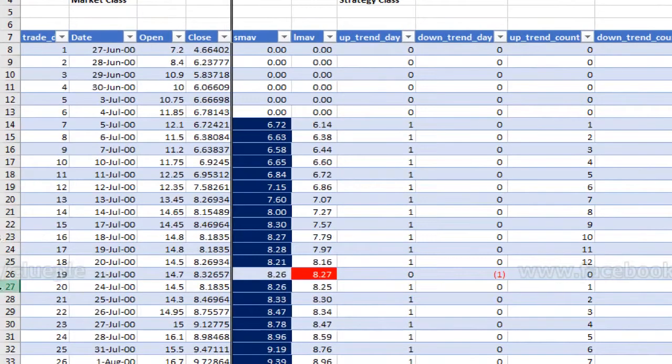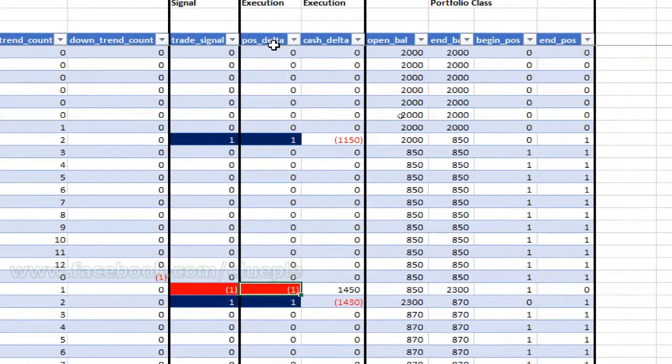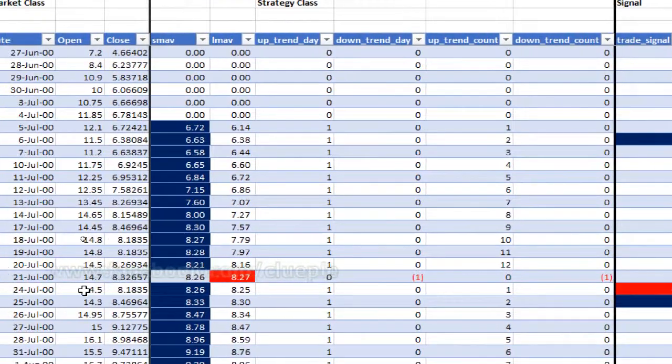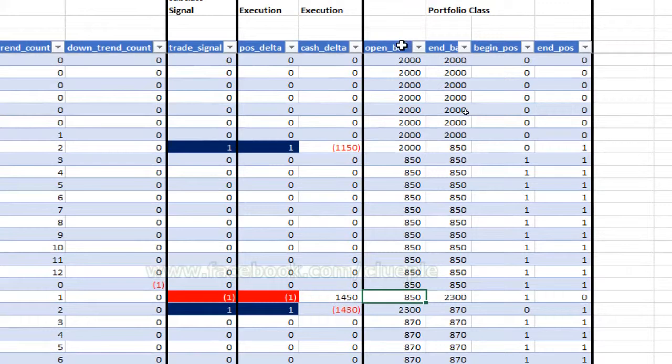The trade signal is negative one, so I have to sell it. I sell it at the opening price, which is 14.5. At the beginning of the day, I have one lot of shares, so I can sell 100 shares. So when I sell it, the position delta is negative one, and I'm selling at $14.5 for 100 shares. At the beginning of the day, I have 850.